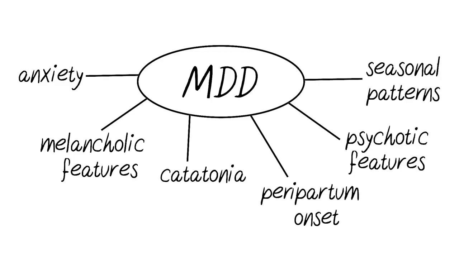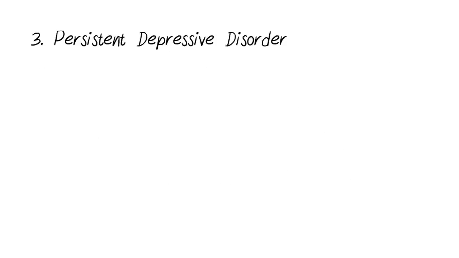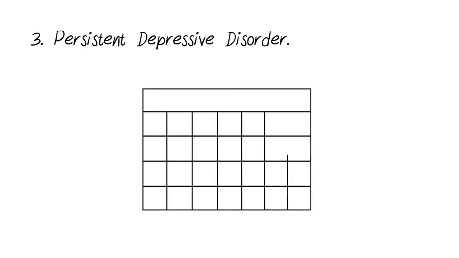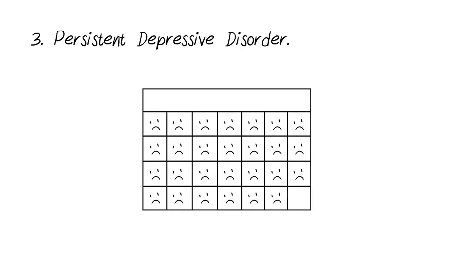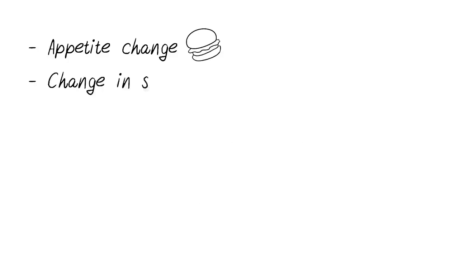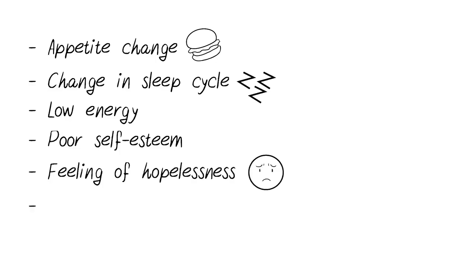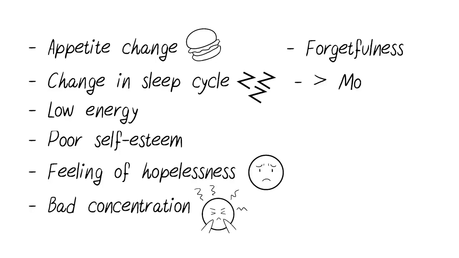and seasonal patterns. Persistent depressive disorder, also known as dysthymia, is an ongoing depressive disorder. The symptoms are not as clear as MDD, however, the symptoms usually happen almost every day for 2 years in adults and at least 1 year for children and adolescents. The symptoms that go along with dysthymia are appetite change, change in sleep cycle, low energy, poor self-esteem, feelings of hopelessness, bad concentration, forgetfulness, and lack of motivation. Dysthymia can be mixed with other disorders just like MDD. It can also range in levels of severity.